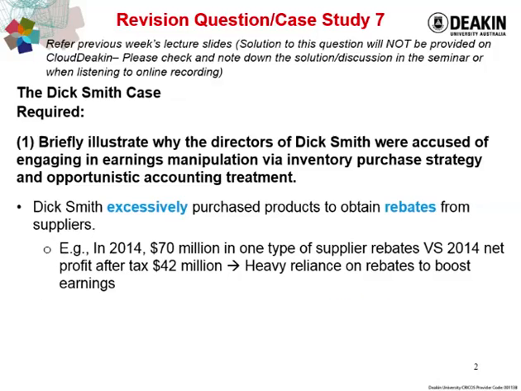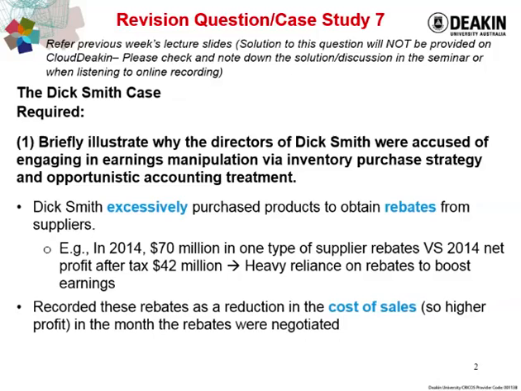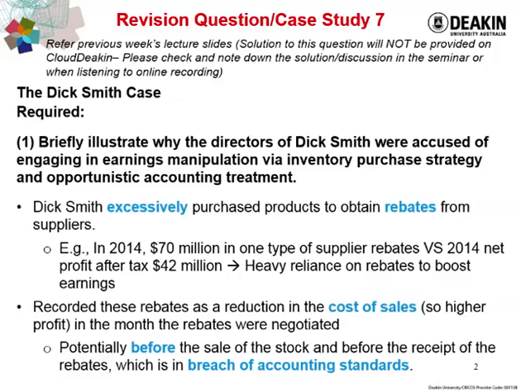And Dick Smith did not follow accounting standards when dealing with rebates. Accounting standards state that companies cannot consider rebates as cost of purchase or cost of inventory. However, Dick Smith recorded these rebates as a reduction in the cost of sales. This will lead to higher profit in the month when the rebates were negotiated. And worse, they even recorded the rebates before the sale of the stock and before the receipt of the rebates.